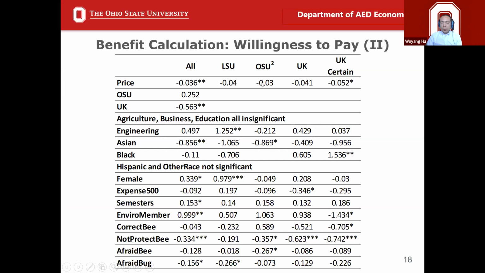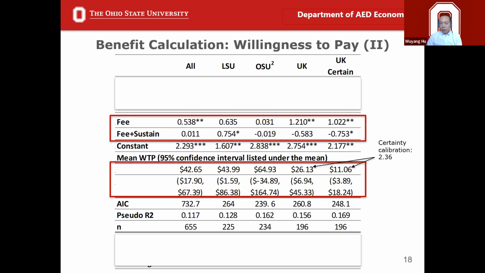This is a low-J model. We're going to run a model to put all the explanatory factors in that model. For example, their demographic information, their experiences, how much money they're paying out of pocket in terms of tuition, are they afraid of bees, all that information. And then we calculate the willingness to pay, the willingness to support.